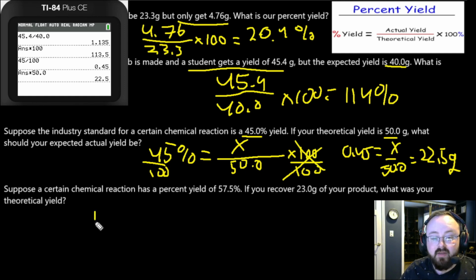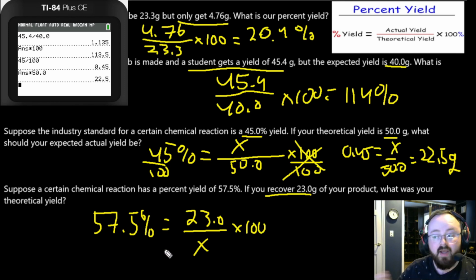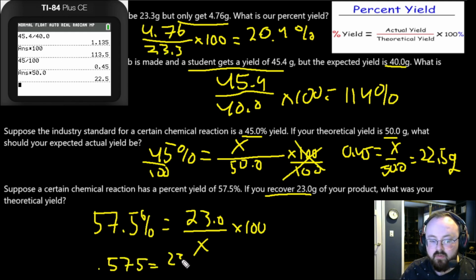We're again given a percent yield right here, 57.5%. And now we're recovering 23.0 grams. That's what we actually got. So that becomes our actual yield. We're trying to find our theoretical yield. Just like last time, we're going to end up dividing by 100, and we're going to get 0.575 equals 23.0 divided by x.